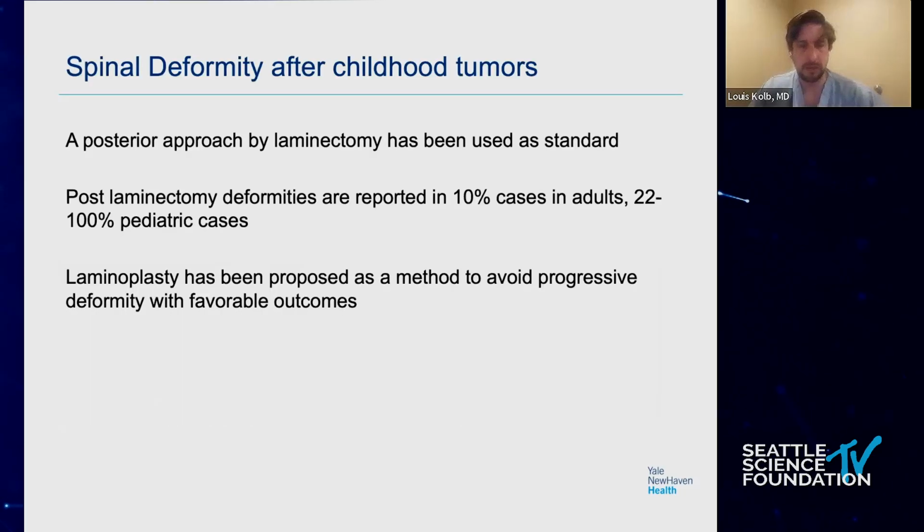So a quick little segue, which I know Dr. McCormick is speaking next. I'll talk about spinal deformity after childhood tumors, which is a described entity. Because of the nature of these tumors, a lot of them are approached by laminectomy as a standard of care. Post-laminectomy deformities have been reported quite high, with 10% in adults, but 20 to 100% in pediatric cases. And even though there are definitely techniques, including instrumentation, one that has become more commonplace is the use of laminoplasty to avoid the progressive deformity, with pretty favorable outcomes.